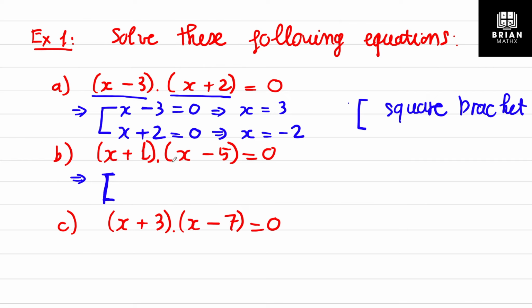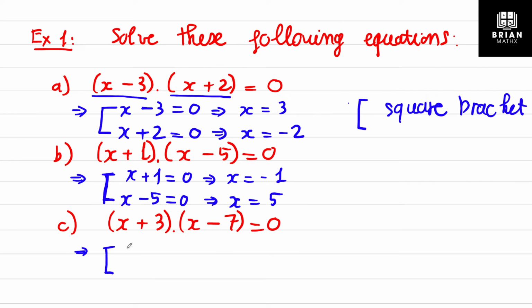For question B, you have two brackets: the first one x plus 1 and the second bracket x minus 5 equal to 0. On the left-hand side you have the factorized form, so to solve this equation, just put the first bracket equal to 0 and the second bracket also equal to 0, one line above the other, something like this. The solution is x equals negative 1 and the second one is x equals 5.